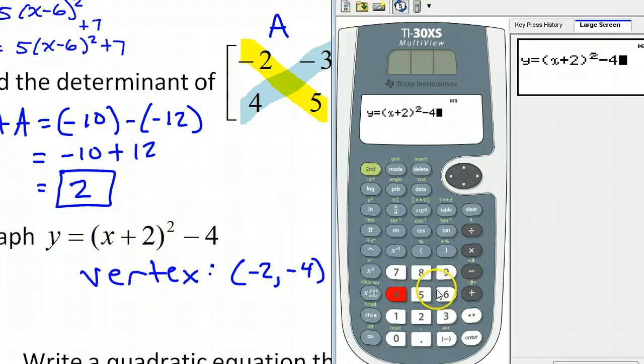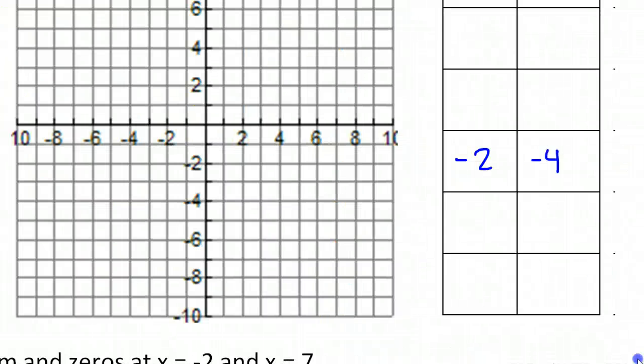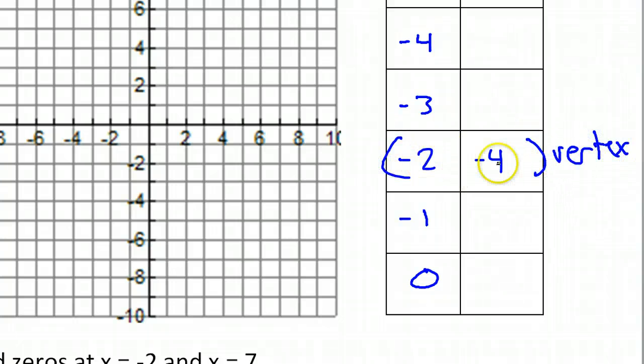Let's take a look. Now, looking at the table, if this is -2, then as we go, less than that would be -3 and -4. And greater than that would be -1 and 0. Okay, but this is the vertex. Always put your vertex in the middle. So I just did that real quick to remind me I need to start at -4. So I'm going to tell it to start at -4.